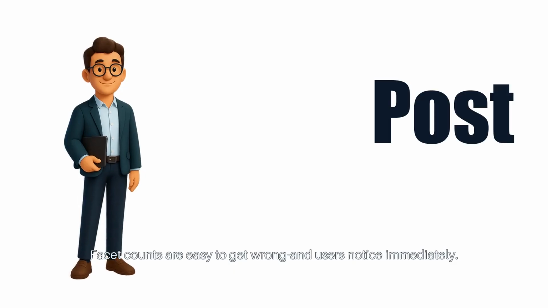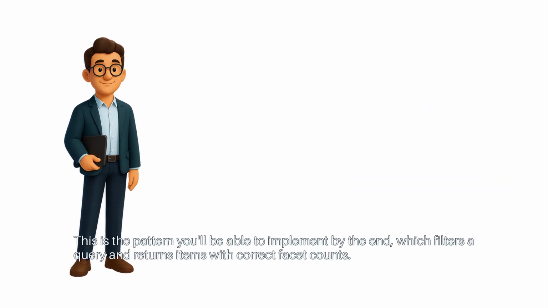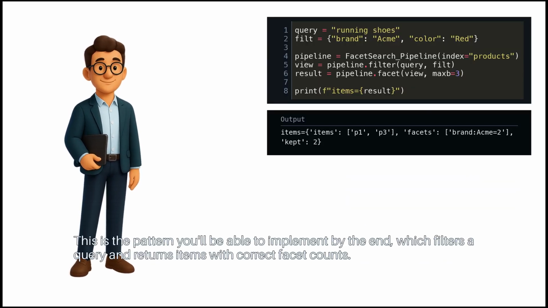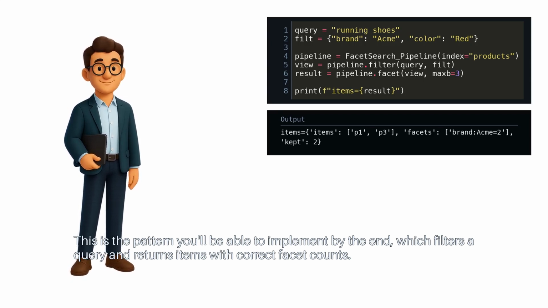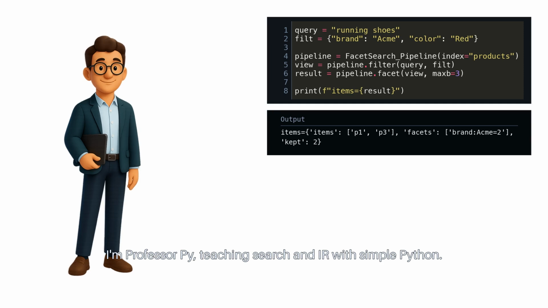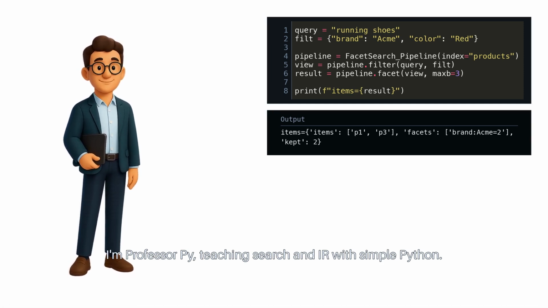Facet counts are easy to get wrong, and users notice immediately. This is the pattern you'll be able to implement by the end, which filters a query and returns items with correct facet counts. I'm Professor Pi, teaching search and IR with simple Python.